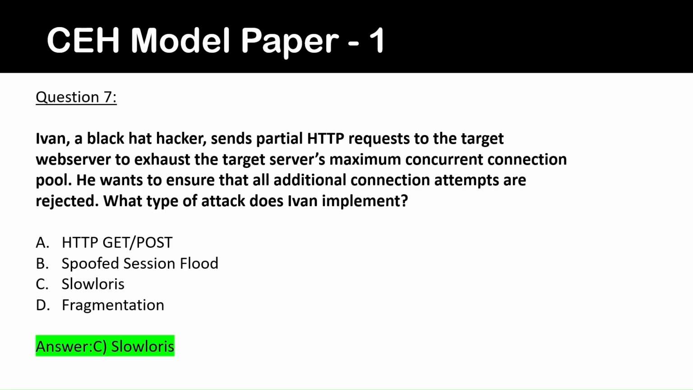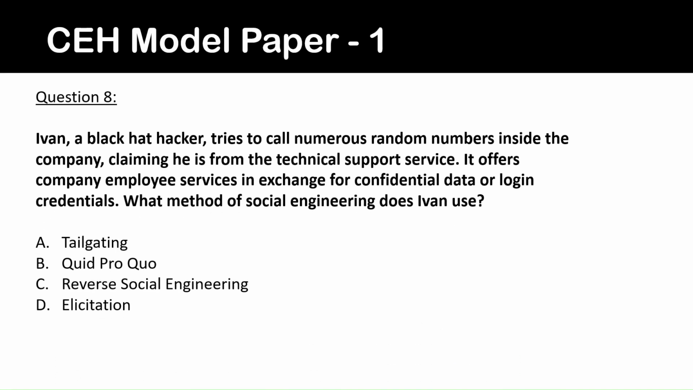Slowloris. Question 8. Ivan, a black hat hacker, tries to call numerous random numbers inside the company, claiming he is from the technical support service. He offers company employees services in exchange for confidential data or login credentials. What method of social engineering does Ivan use? The options are A. Tailgating. B. Quid pro quo. C. Reverse social engineering. D. Elicitation. The answer is quid pro quo.